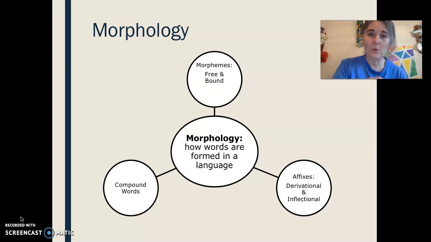Prefixes go before a word, suffixes go after a word, infixes can sometimes go in the middle of the word. And we can classify those prefixes and suffixes as derivational or inflectional. And compound words are a word formation process that English uses really liberally, that maybe other languages don't always use. So those are the key things I would like for you to know about morphology.